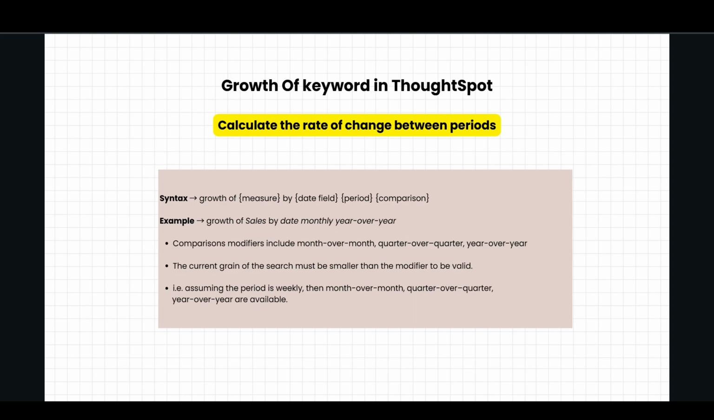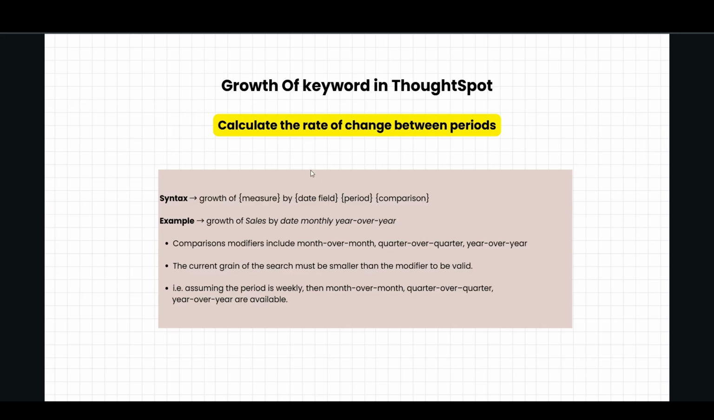Hi, in this video we'll go over how you can calculate the rate of change, rate of growth between periods in ThoughtSpot. ThoughtSpot makes it really easy for us to calculate such percentages using the growth of keyword. So we just need to use this keyword in the search, and need not create any fancy formulas to get to those percentages, which is why any business user, and not really an analyst, can also use ThoughtSpot to get meaningful insights. So firstly, going over the search syntax of the growth of keyword.